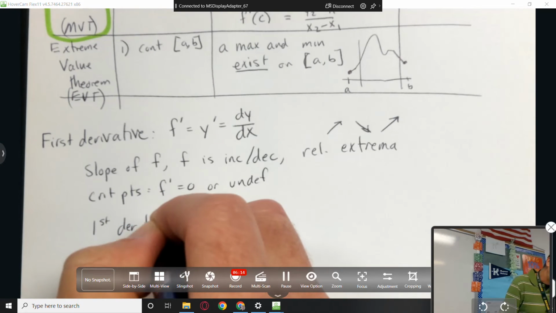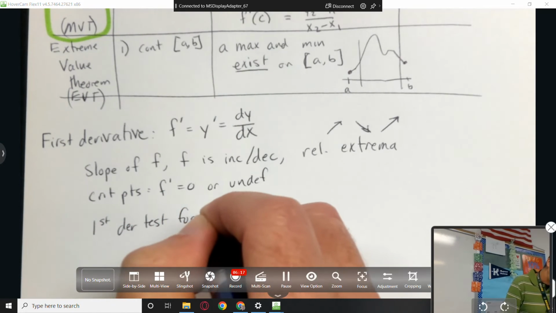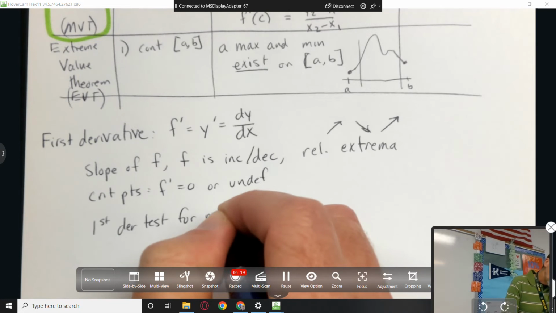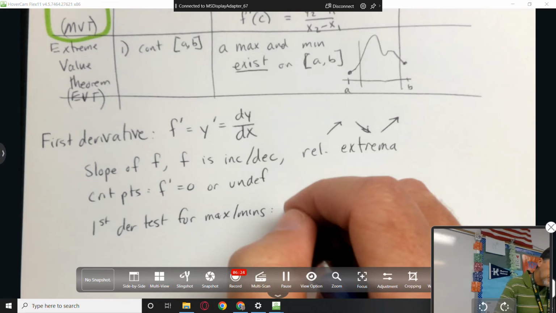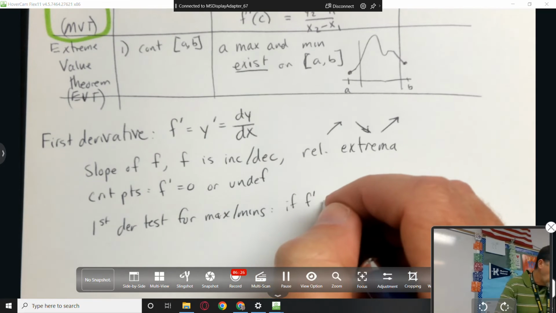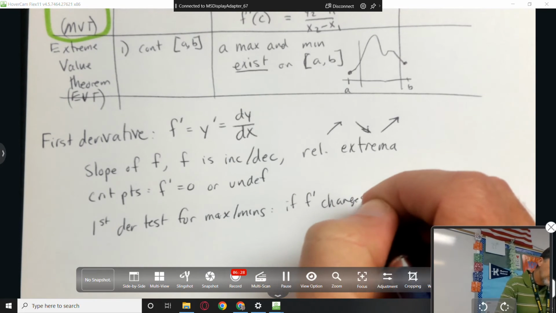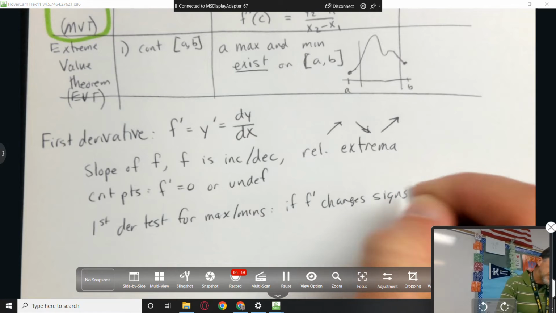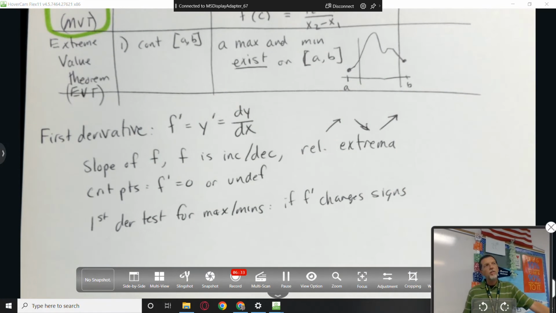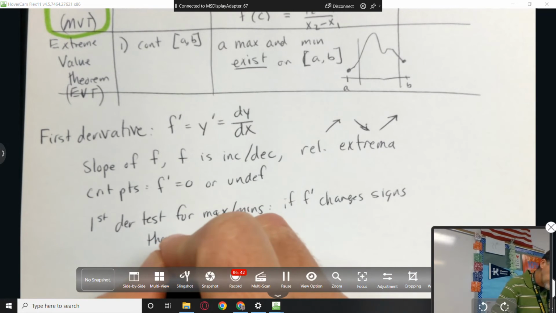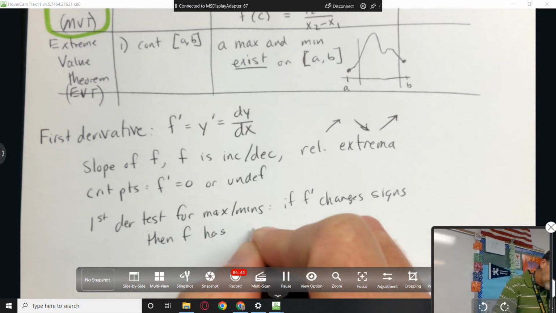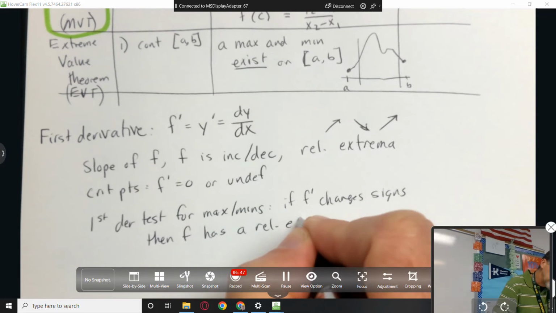And then the first derivative test for max and mins is if f prime changes signs, so if the slope changes, if it changes from increasing to decreasing or decreasing to increasing, then f has a relative extrema.